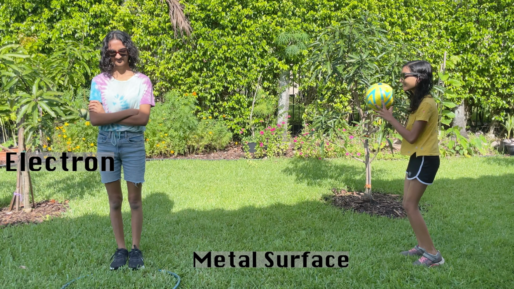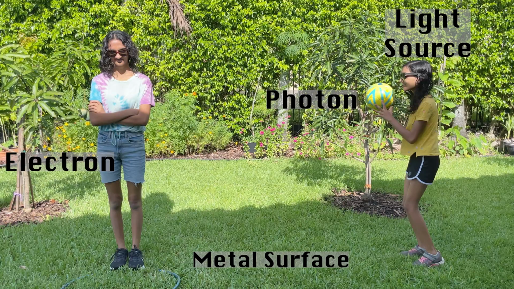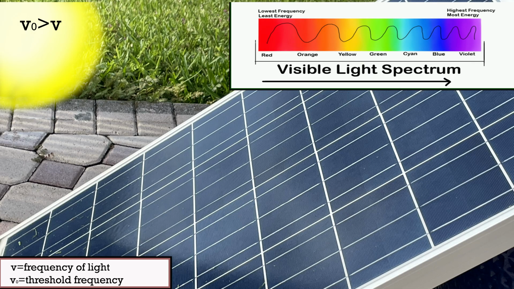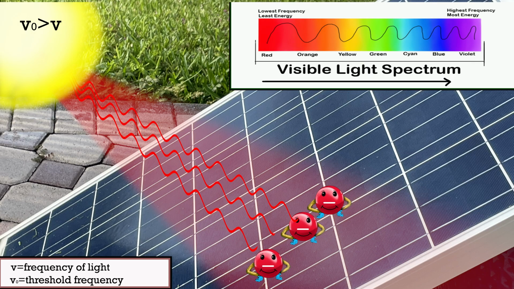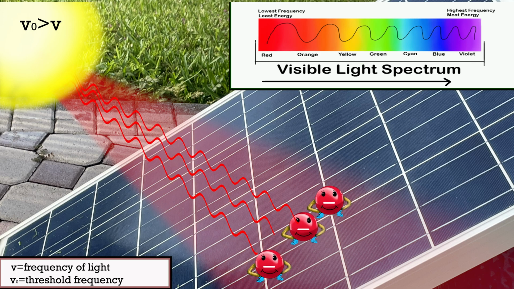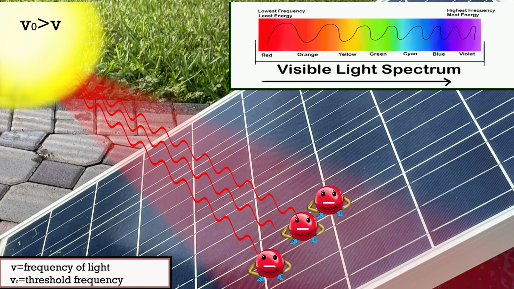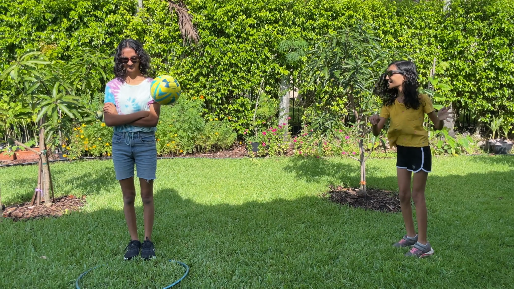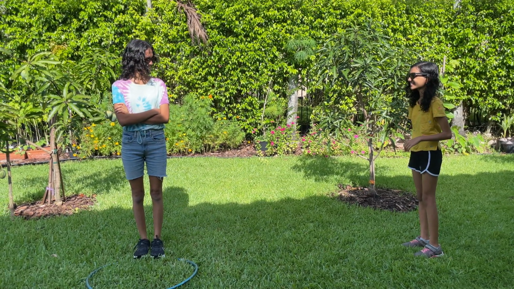To visualize how the threshold frequency works, I'm an electron on the edge of a metal surface, or in this case the ring. My little sister is the light source and the soccer ball my sister is holding is a photon. If the frequency of light is below the threshold, the electrons will not be able to break free of the metal atom because they do not have enough energy to overcome the electrostatic force of the protons. So when my sister throws a ball with a lower force or frequency, I don't move.